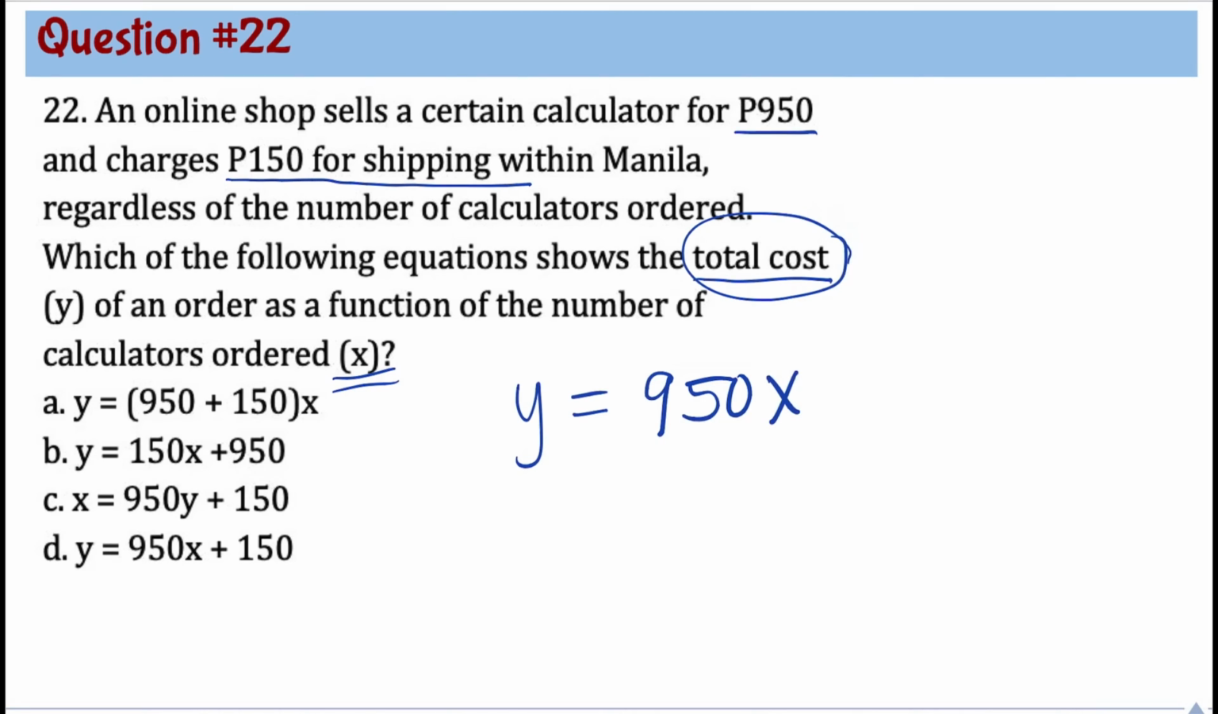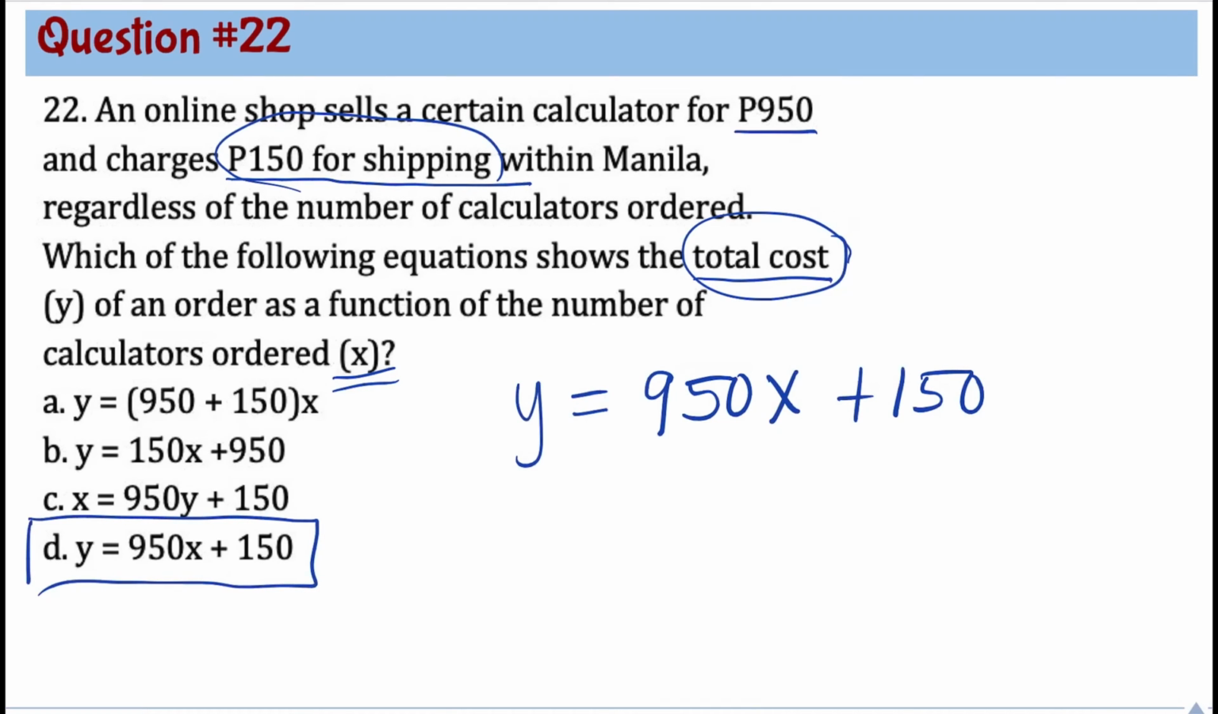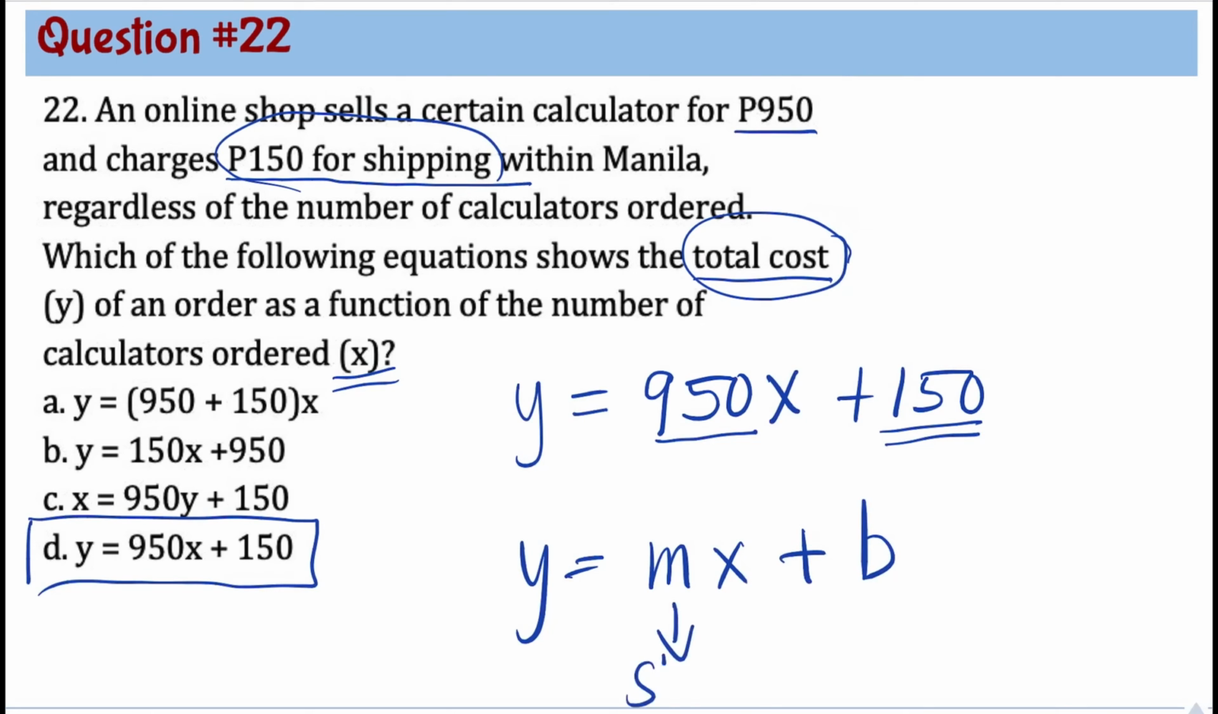And what else is important here? The shipping fee, right? Which is 150 pesos for any number of calculators ordered. So the answer is letter D. Again, you need to multiply the costs by the number of calculators ordered, and then there is an initial fee, which is called the shipping fee, of 150 pesos. In Algebra 1, we call this the slope-intercept form, y is equal to mx plus b, wherein m is the slope and b is the y-intercept. And we will explain this more in our next questions.